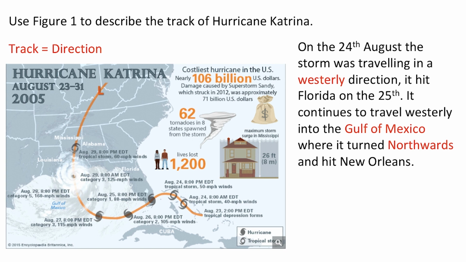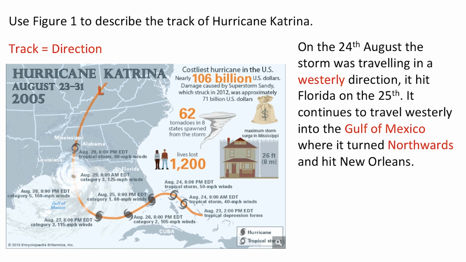On the 24th of August, the storm was travelling in a westerly direction. It hit Florida on the 25th. It continued to travel westerly into the Gulf of Mexico, where it turned northwards and hit New Orleans.